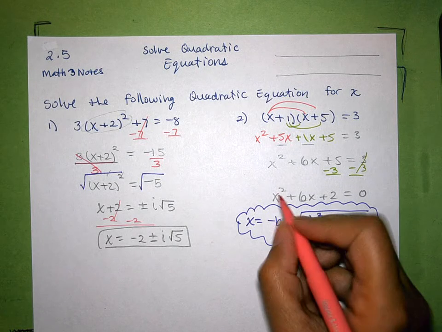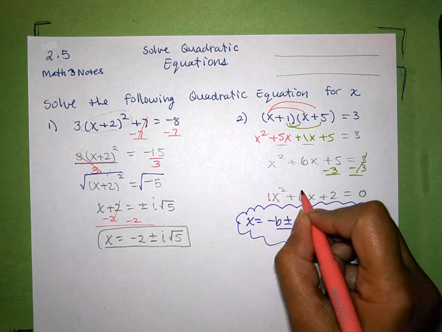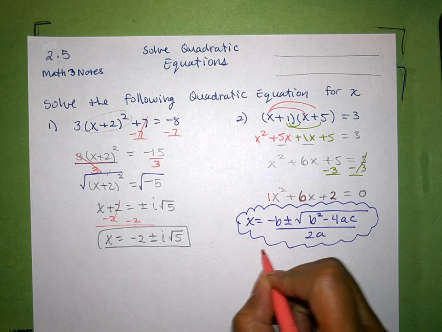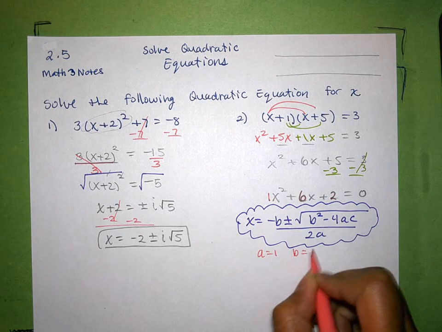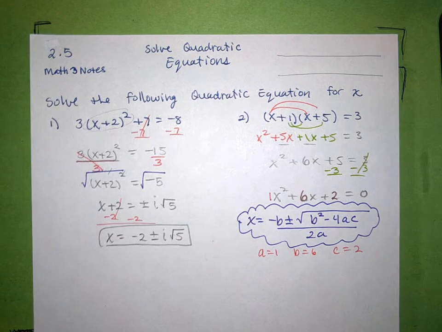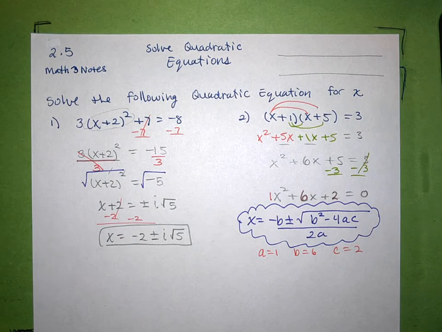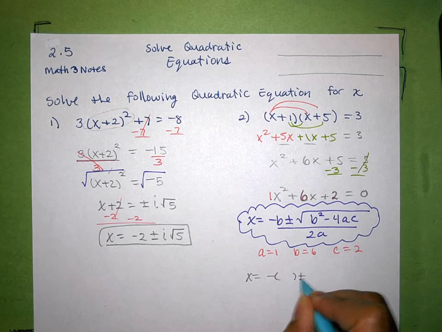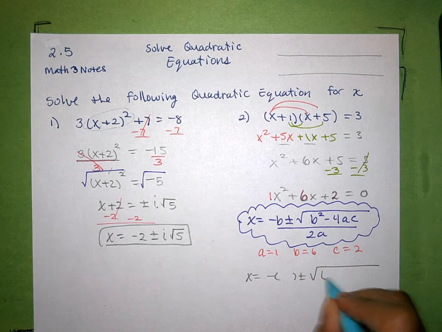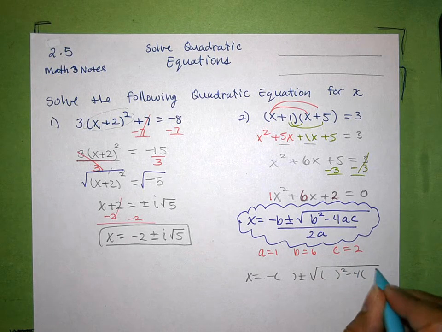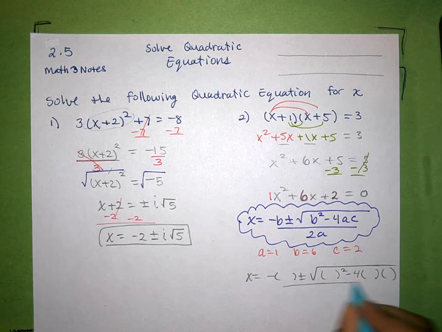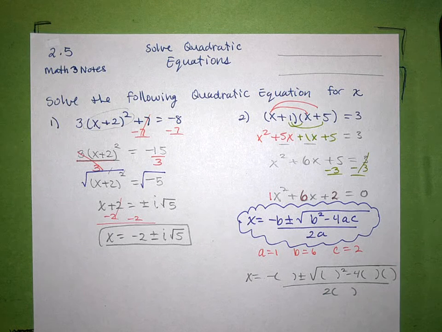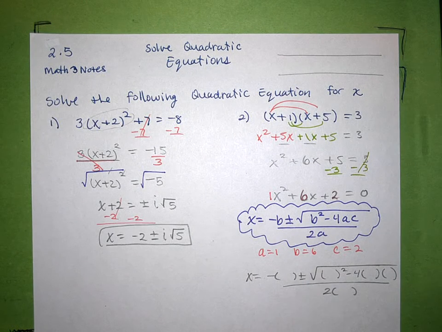I'm going to work it out. First thing I'm going to do is write down what my A, B, and C are. A is 1, B is 6, C is 2. And I am going to plug it in. X equals, I'm going to do it like this first: opposite of B, plus or minus the square root of blank squared minus 4 blank blank, all over 2 blank. I just get the skeleton, as I call it, down, and then fill in the blanks as we go.